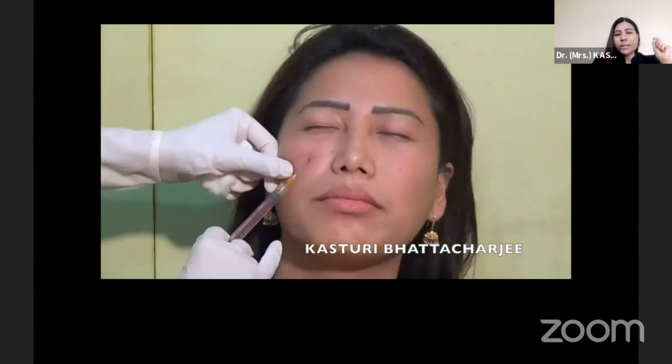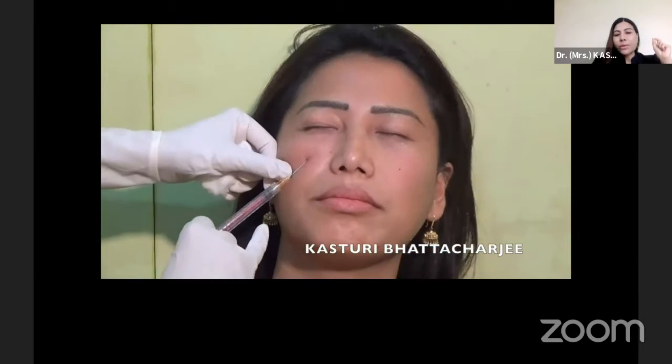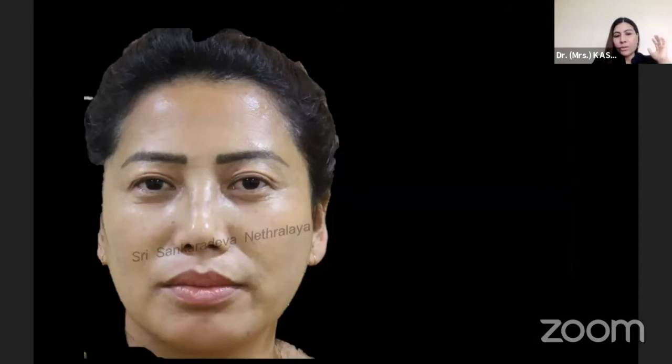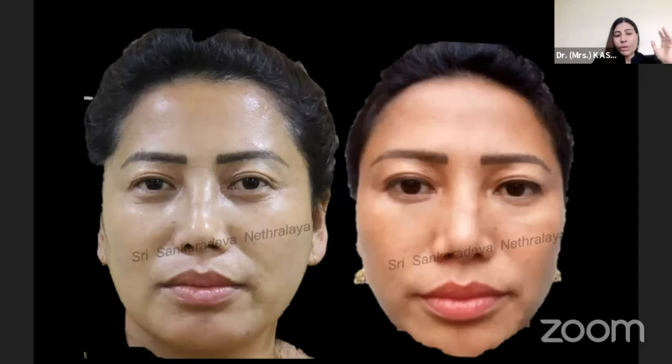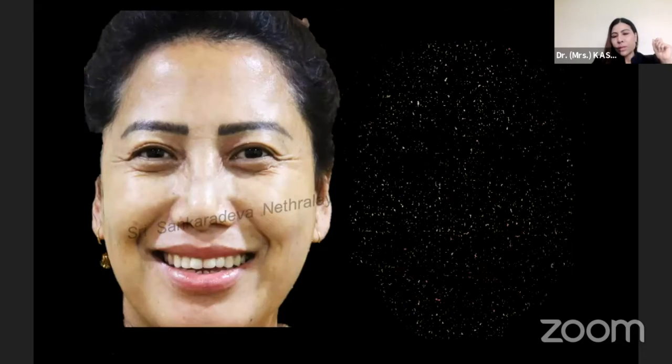And especially since the tear trough is such a thin area, I feel that if you go by the cannula, it gives a much better look. So even in this patient, you can see with such a deep valley, you can really treat it by managing with the injection filler.